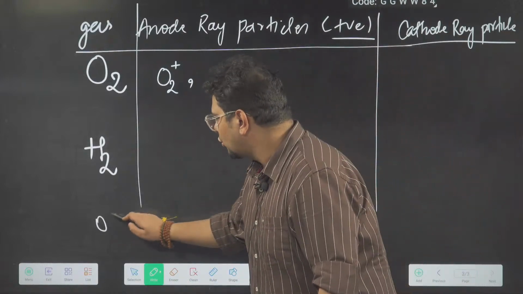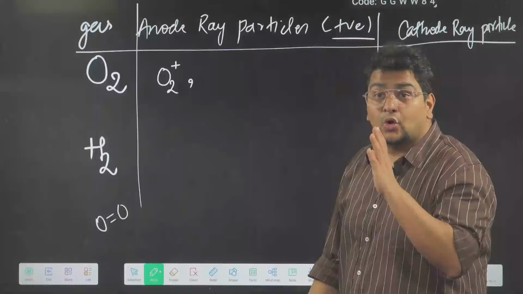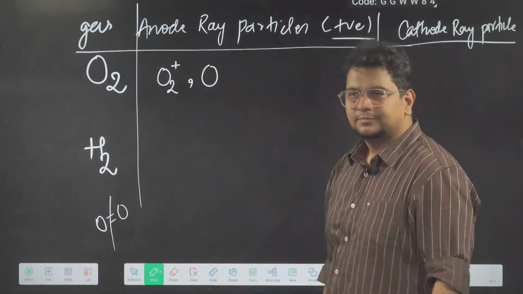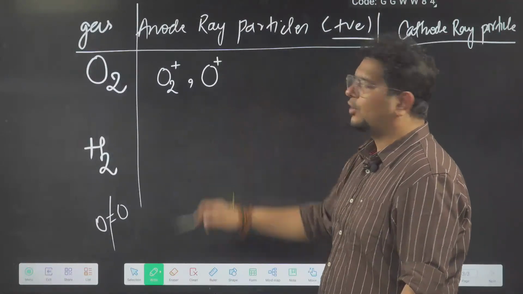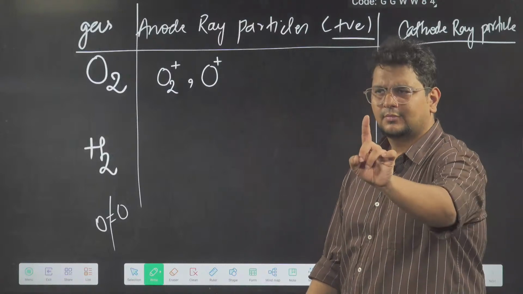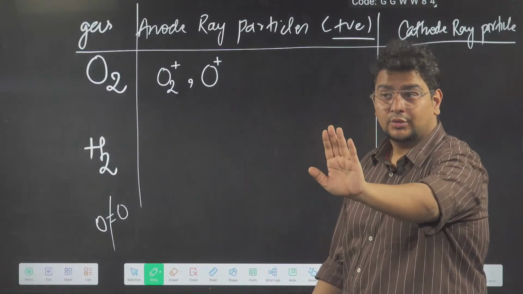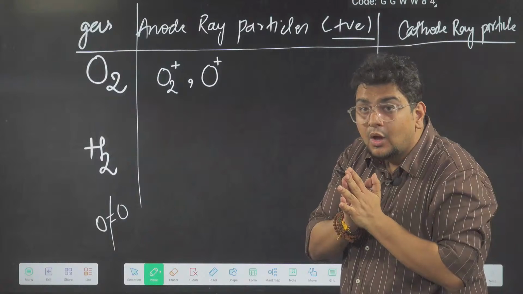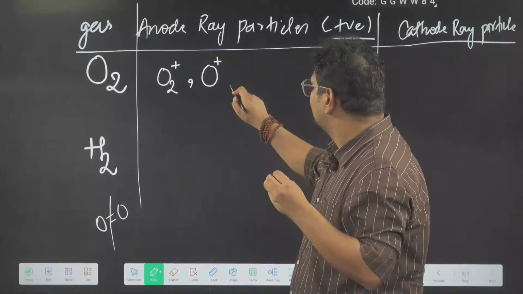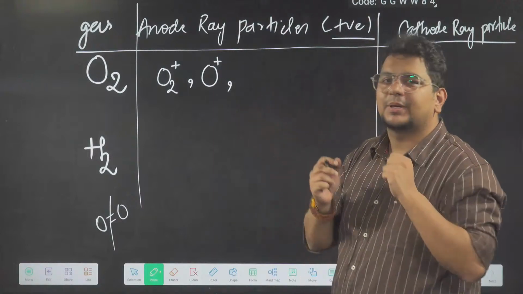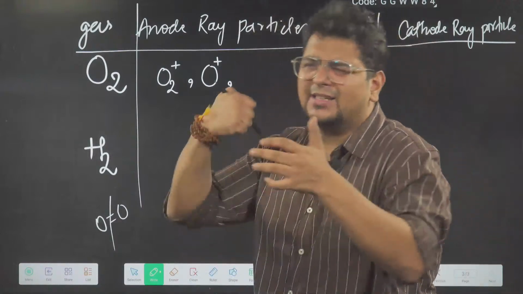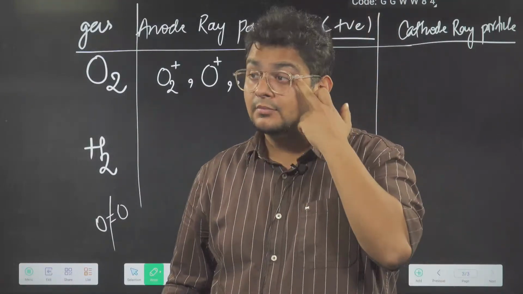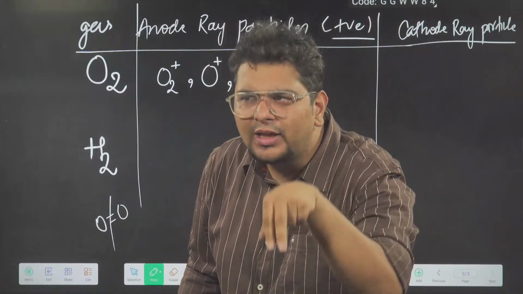Or O2 has a bond between the atoms. If the collision is very strong, this bond can break. O can form, which can also release an electron on collision, forming O plus. Or in a very rare scenario, a very strong collision can happen. An electron came and collided with full energy. If I come and collide with you with full energy, one of your teeth can break. If I collide with even more energy, 2 teeth can also break, na?